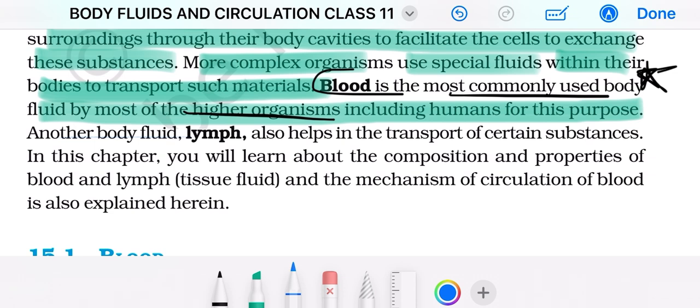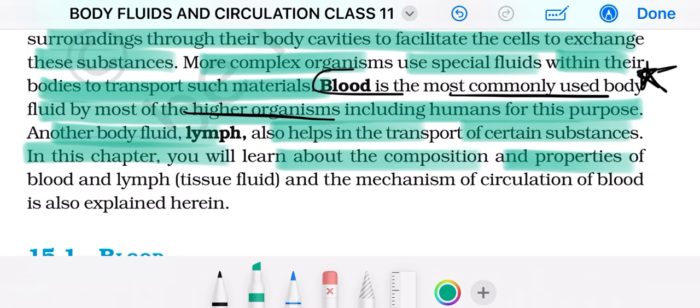Another body fluid, lymph, also helps in the transport of certain substances. In this chapter you will learn about the composition and properties of blood and lymph, which is called tissue fluid, and the mechanism of circulation of blood is also explained herein.